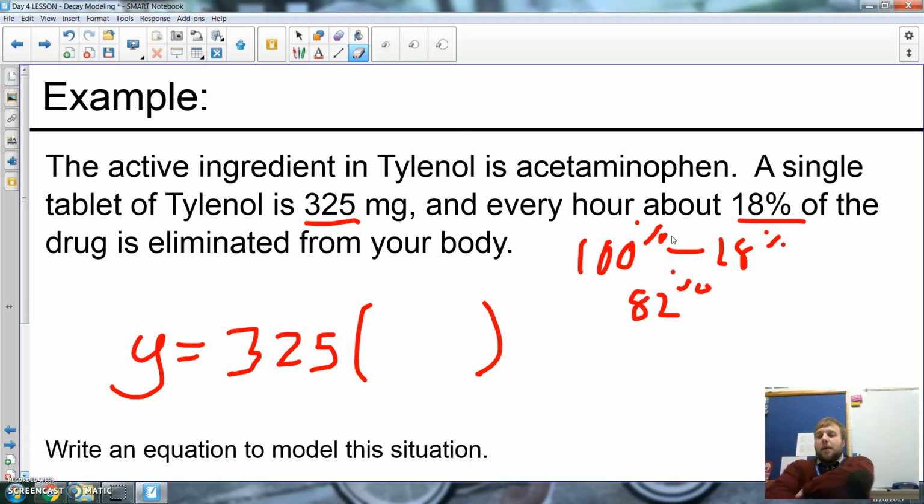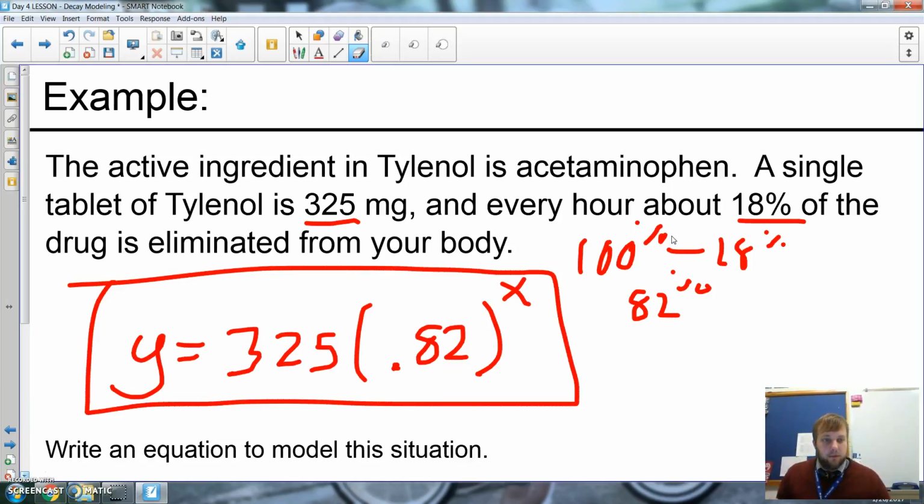You guys following that along? So I'm putting 0.82 in. And then I'm putting it to the x. That's my equation, and I'm sticking to it.